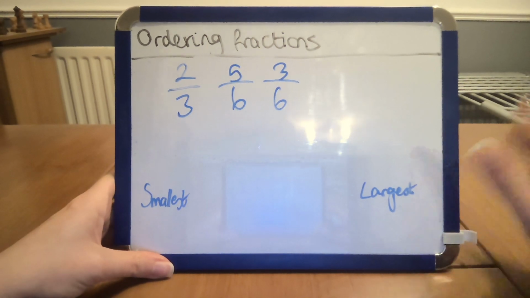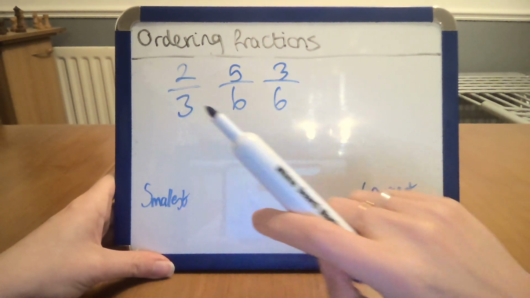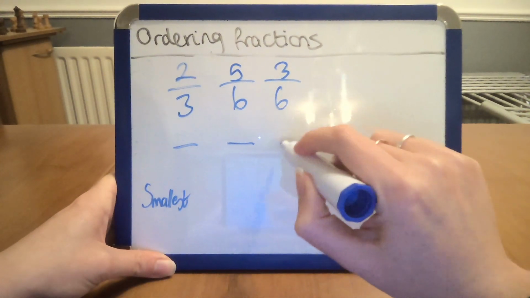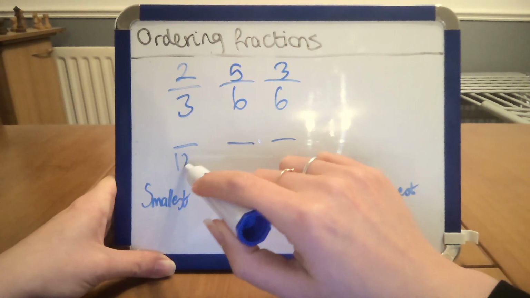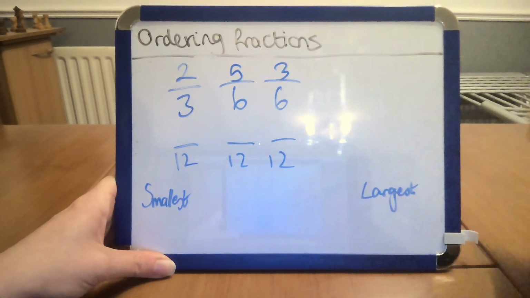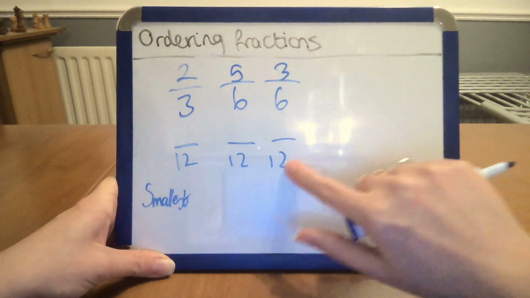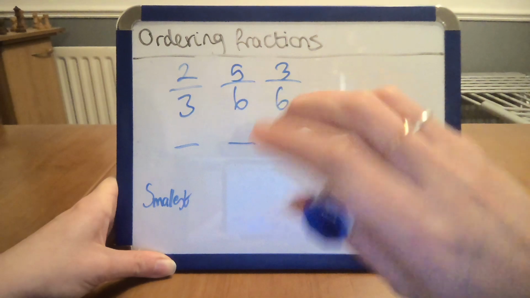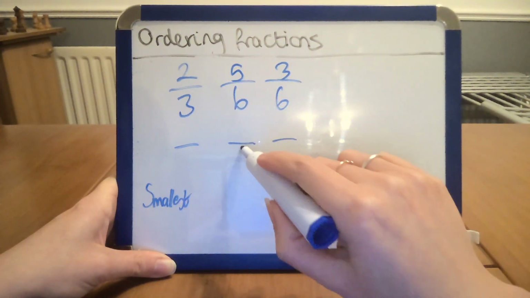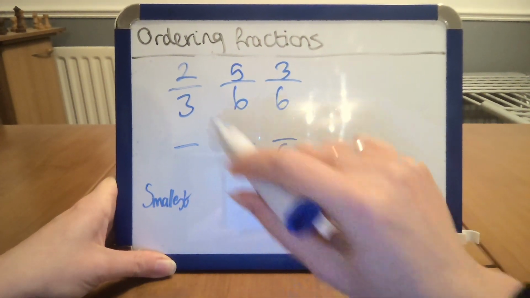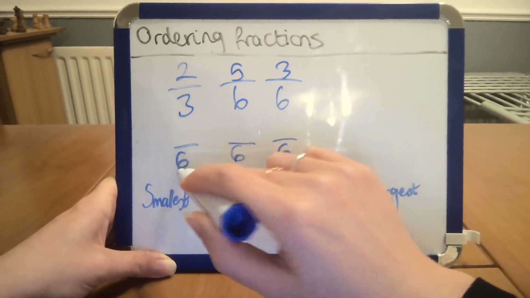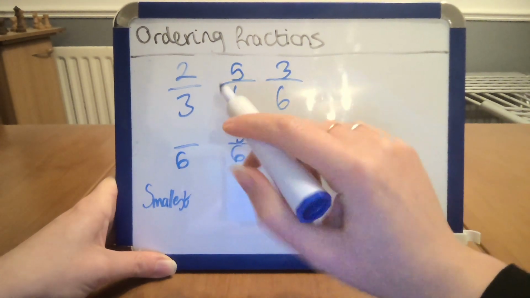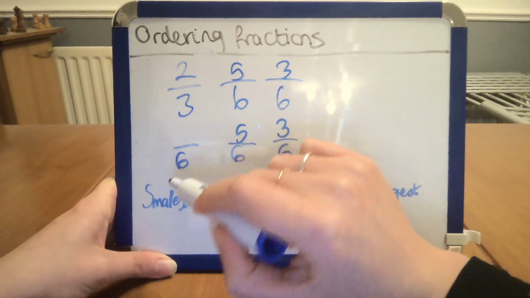Some questions might look like this. You're given 2/3, 5/6 and 3/6. Now you can make all the denominators the same, for example, by making them all 12. It's absolutely fine, you'd get the same answer. What you could do that might be a little bit easier is you've already got 2 of them the same. So you might as well turn this one into a 6th as well. So these 2 stay the same, but this one is going to need to change to a 6.